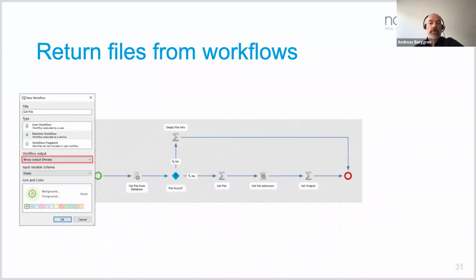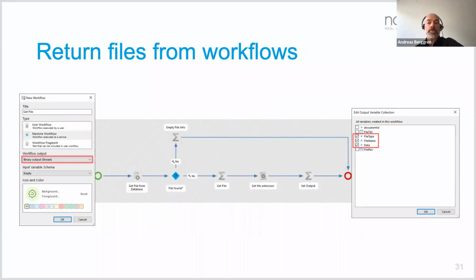You build your workflow for fetching the actual file, and you set the output of the workflow. There are 3 required parameters: file type, file name, and data. And file type can either be the MIME type, or it can just be the file extension.